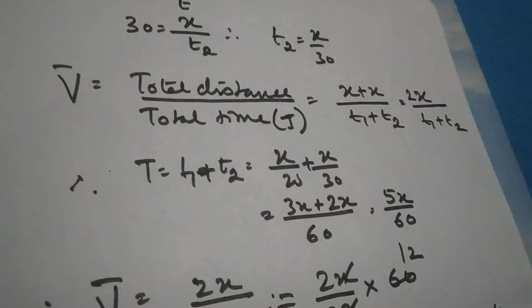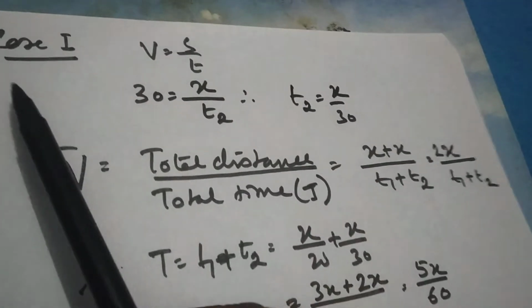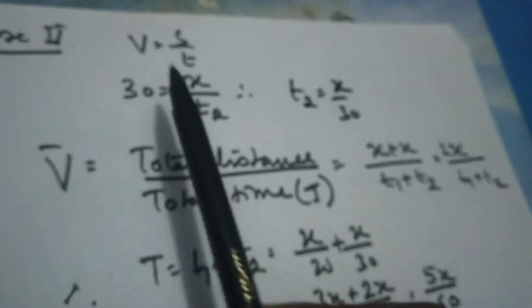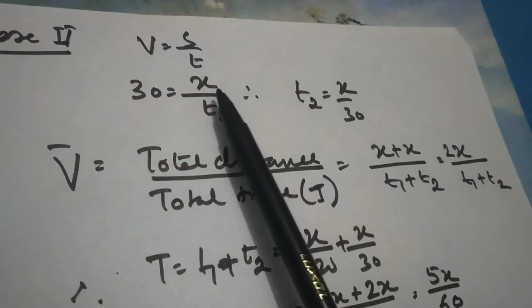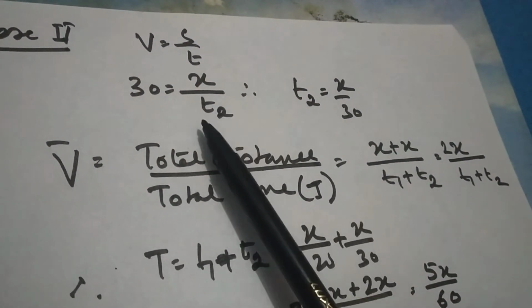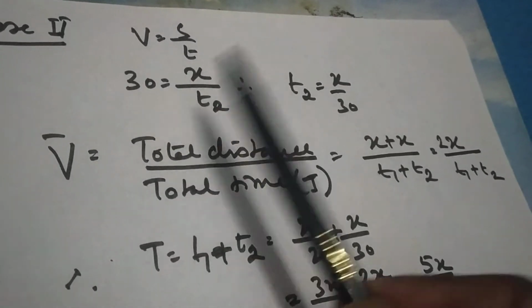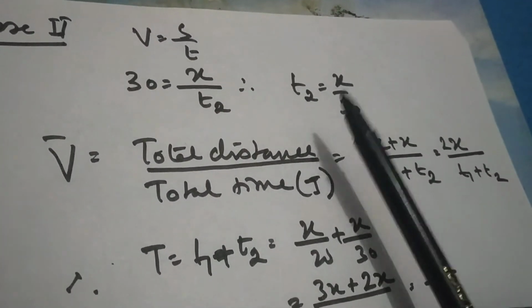Similarly for the second trip or second part, when you are coming back, case number 2, v is equal to s upon t. V here is 30 in the second case. Distance is the same, so you can take x. Time is t2, cross multiplying again, t2 is equal to x upon 30.